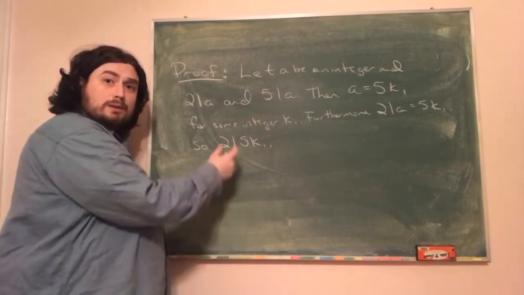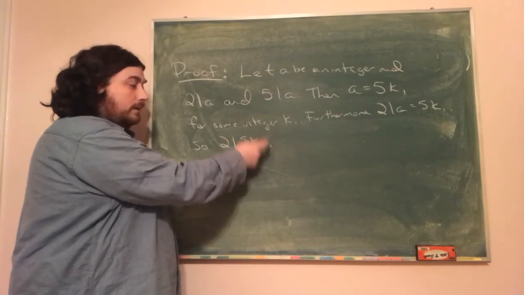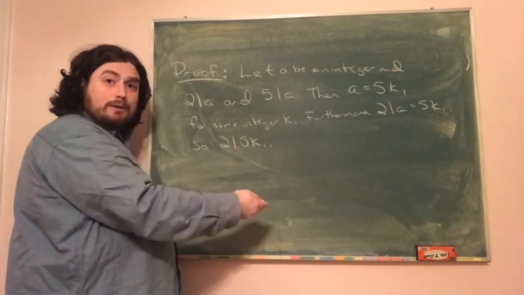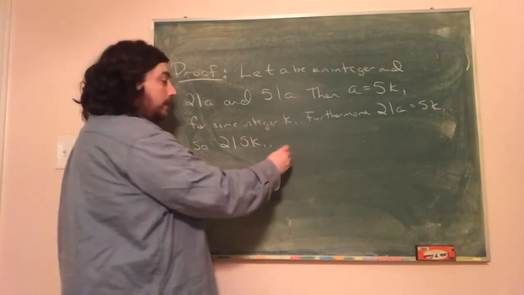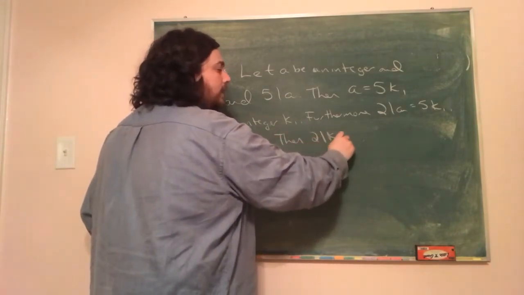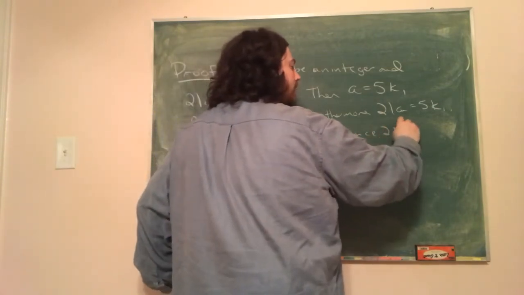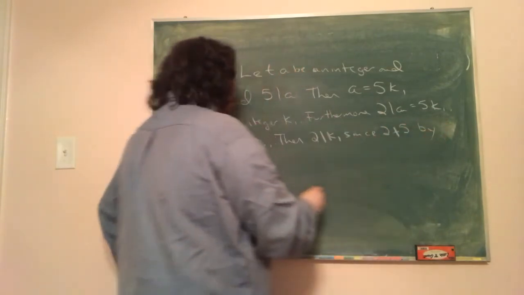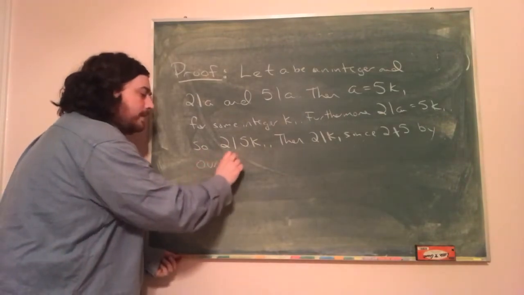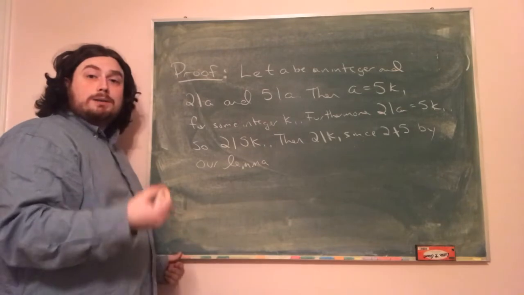Now, what we said was that, okay, well, 2 divides 5 times k1, so therefore k1 would have to be even by our theorem, our lemma. So what we get is then 2 divides k1, since 2 does not divide 5 by our lemma. So we knew it had to divide at least one of them. It doesn't divide 5, so it has to divide k1.